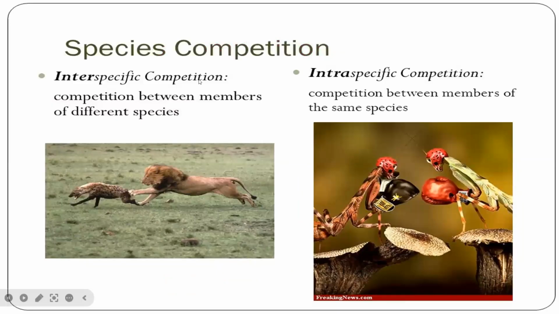Next, species competition. It is of two types, interspecific and intraspecific. Interspecific means, for example, a lion and a jackal or hyena. This is intraspecific, which means within the same species.